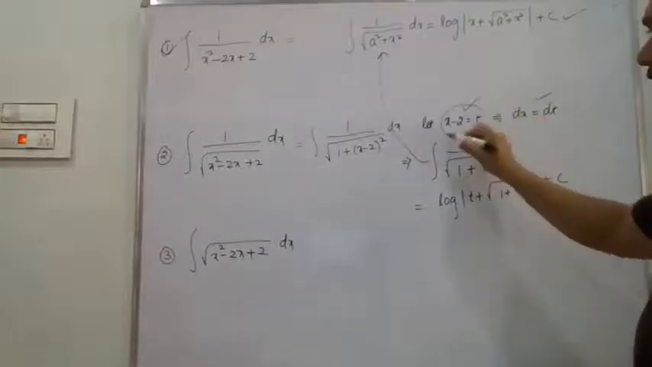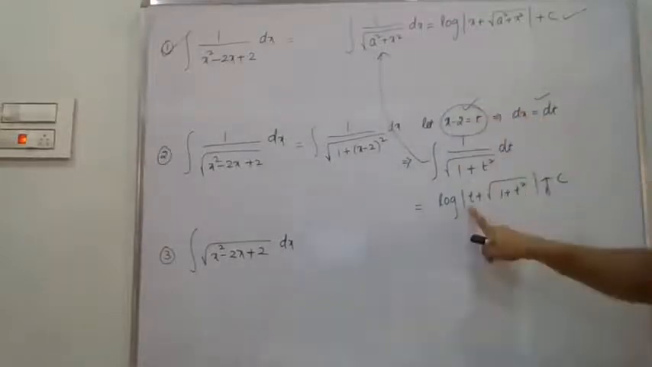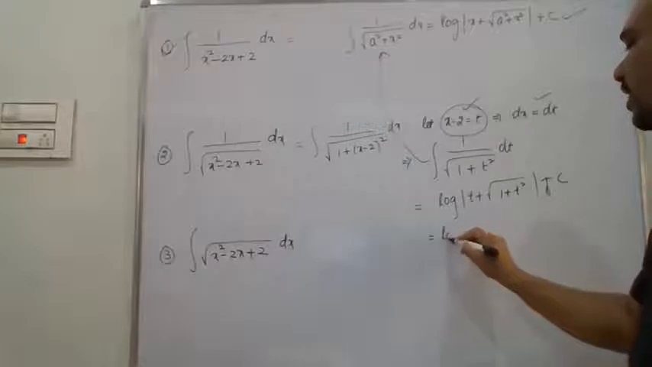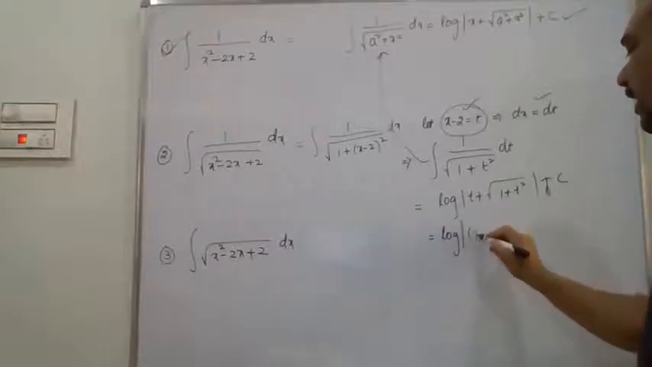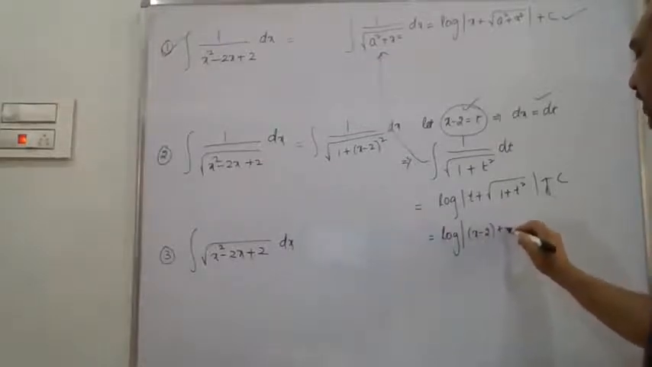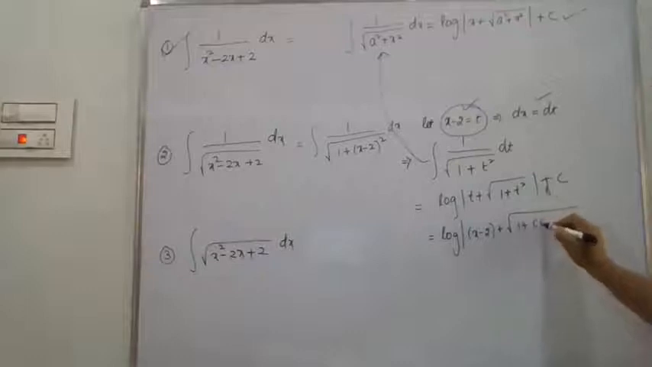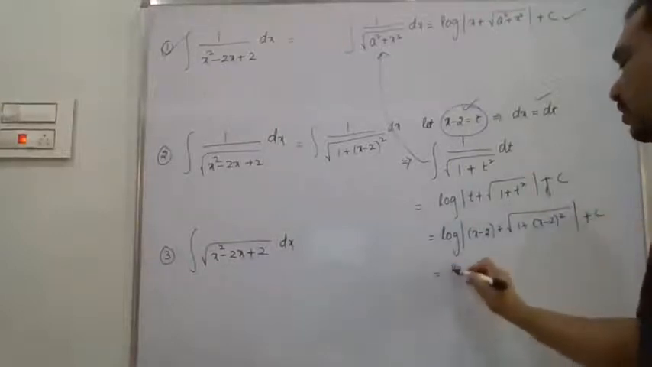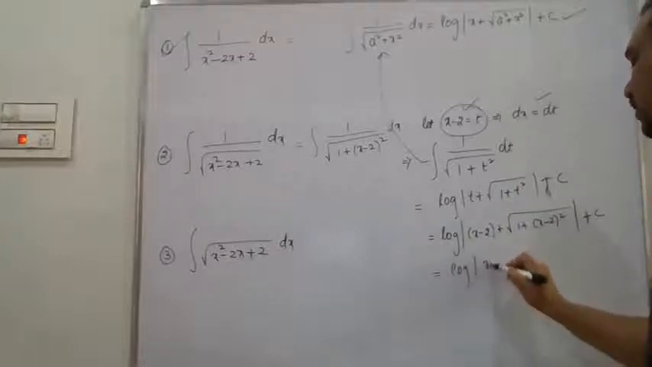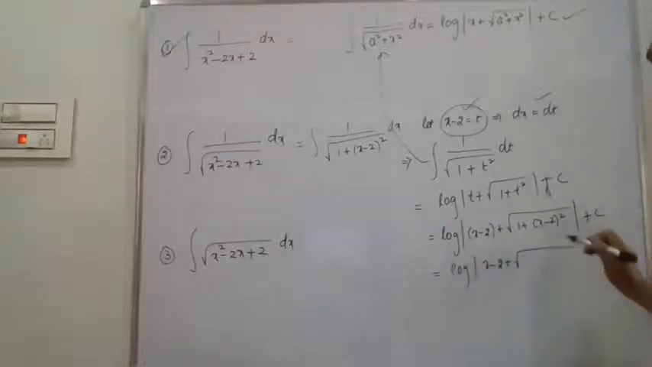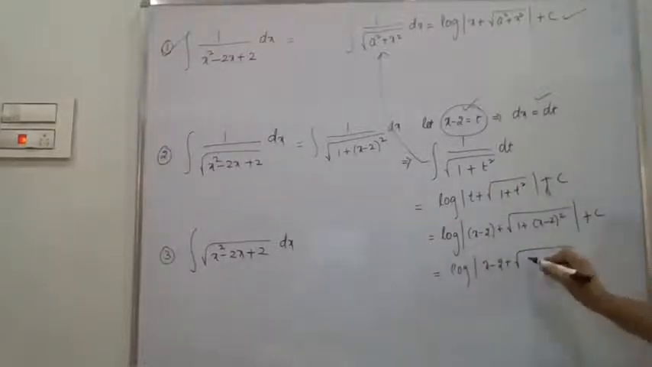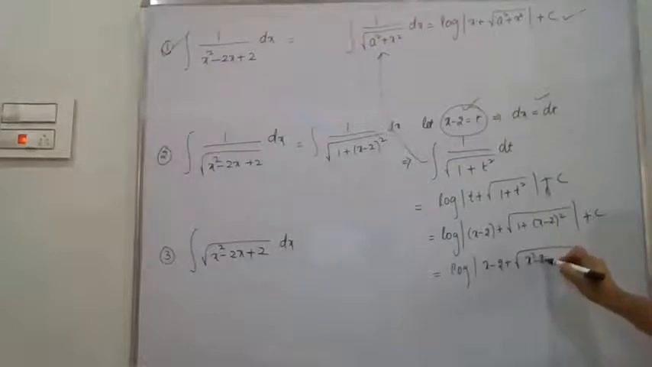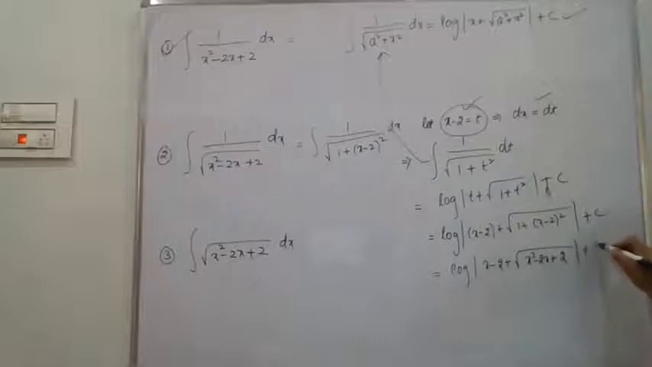What is t value? T value is x minus 2. So wherever you get t, there you write once again x minus 2. Log of x minus 2 plus square root of 1 plus x minus 2 whole square plus constant. So log of mod x minus 2 plus square root of, if you expand this and write, then what you get? You get x square minus 2x plus 1 plus 1 plus 2 plus constant. So this is the answer.